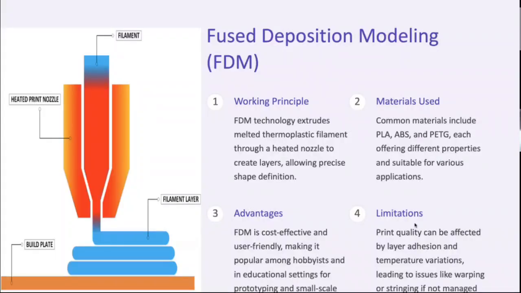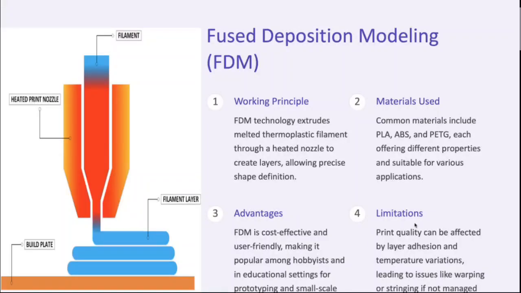So the advantage of FDM is that it is the cheapest 3D printing technology. Here the only thing we need is a thermoplastic and a heater and some setup to move the heater in a required path, maybe by using some stepper motors. In that way we can build these FDM 3D printers and make our own models using this technology.